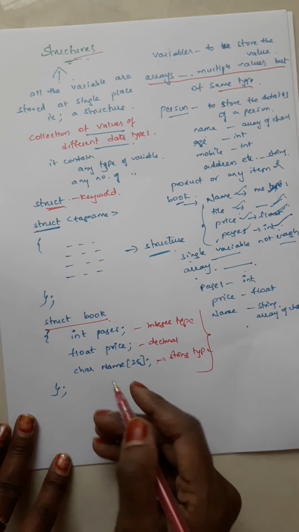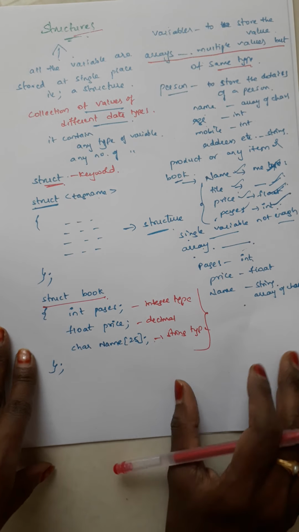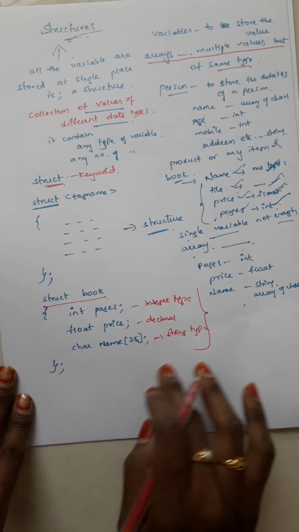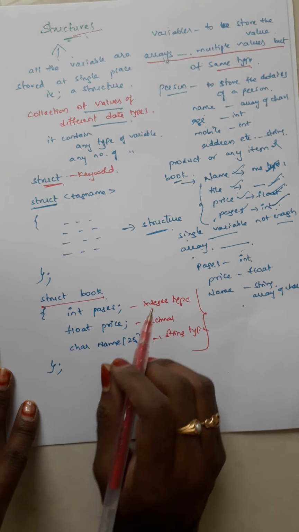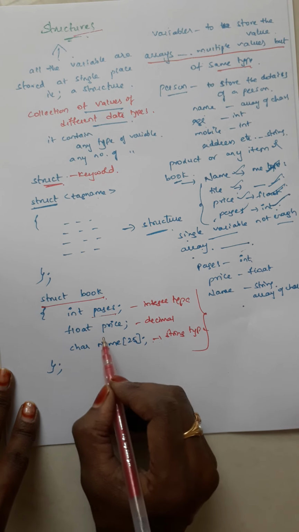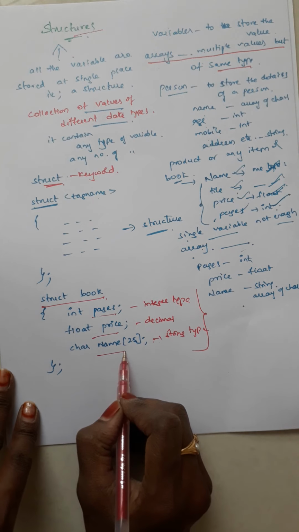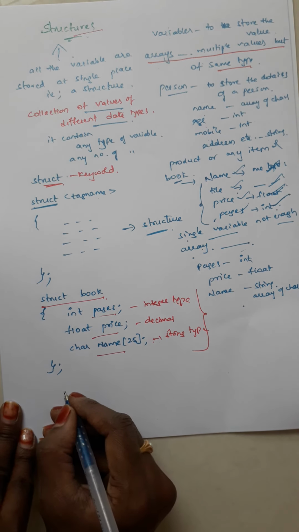So the memory is allocated. When any variable is declared, memory is allocated to it. Now this template is declared for this structure. How is the template declared? It is a structure of pages, price and name. The template is declared. Now we have to declare a variable.